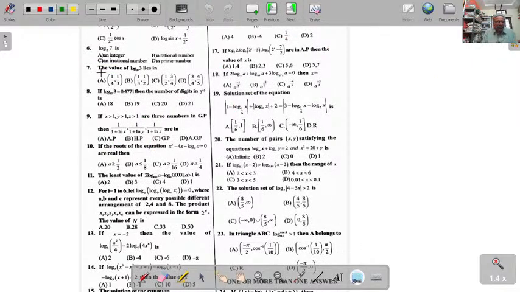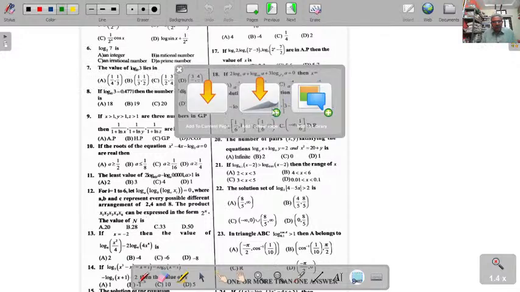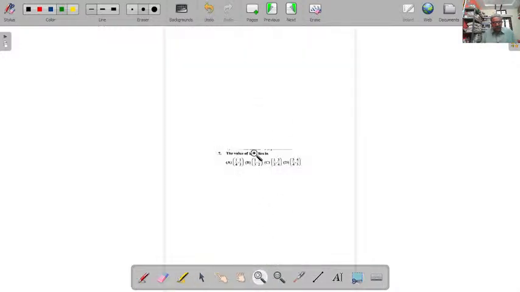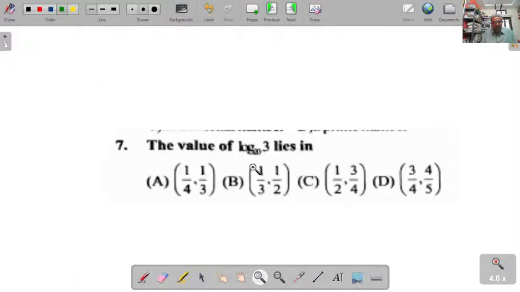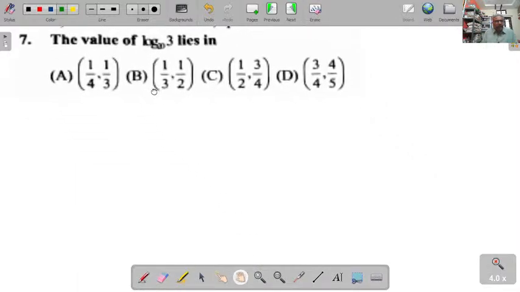So next question. All of you just look at the screen. The value of log 3 to the base 20 lies in which interval? That we need to find out.